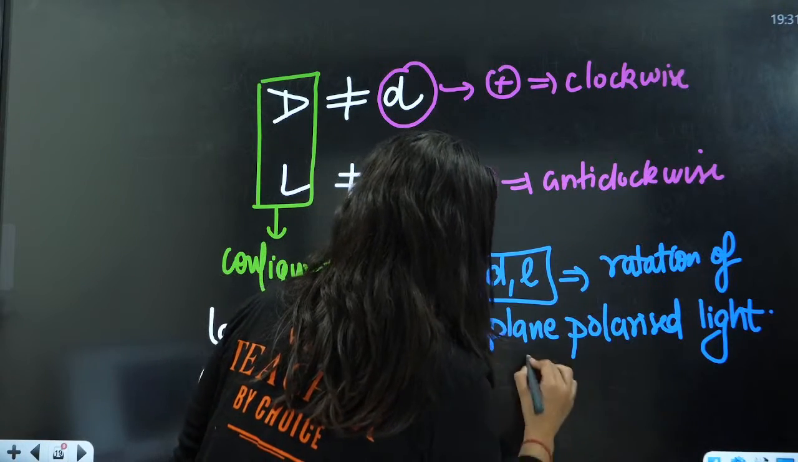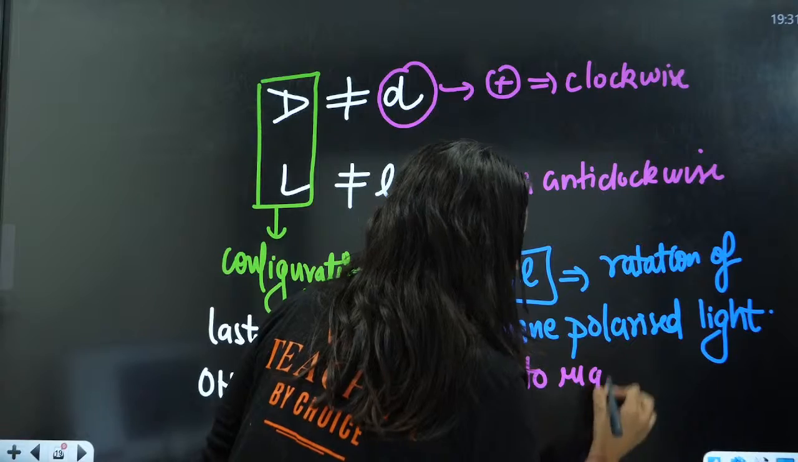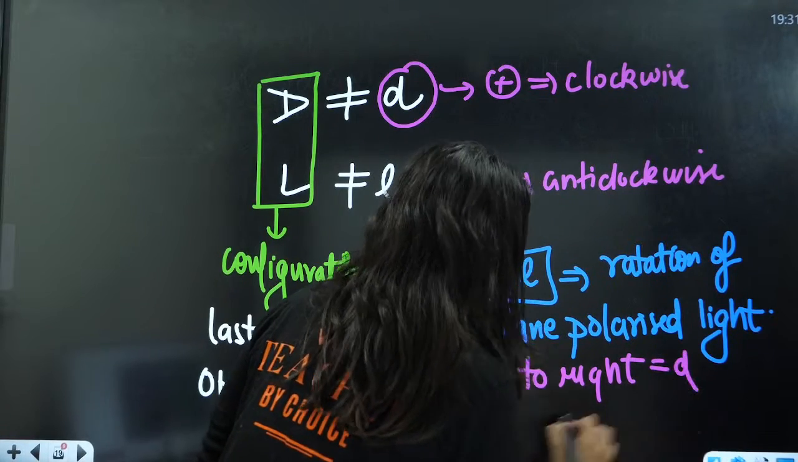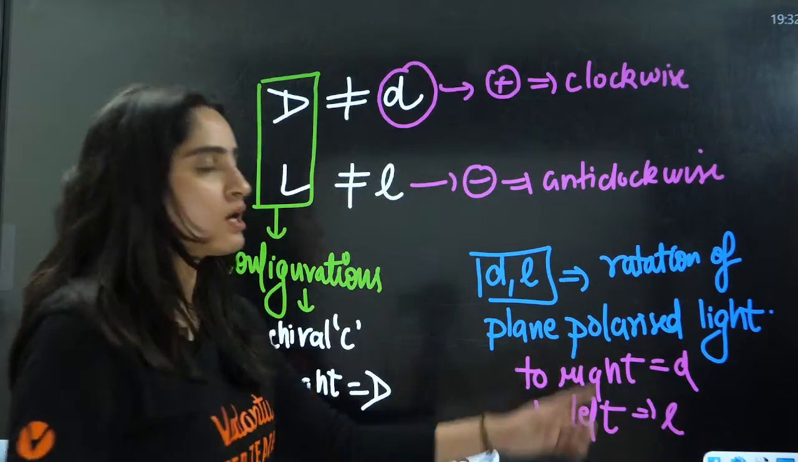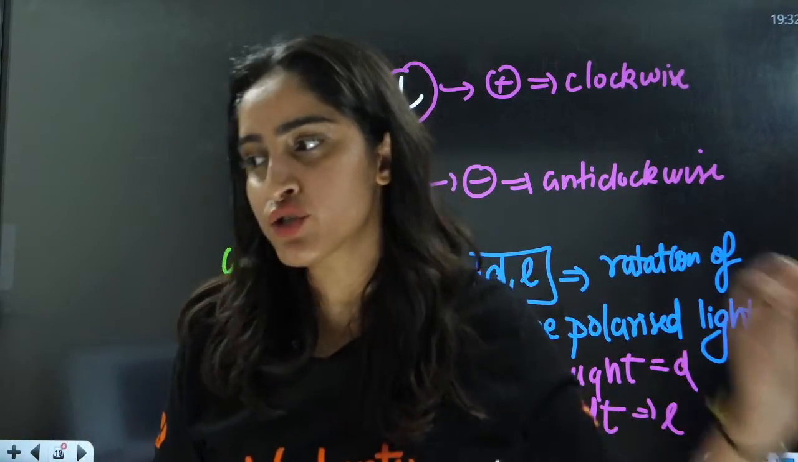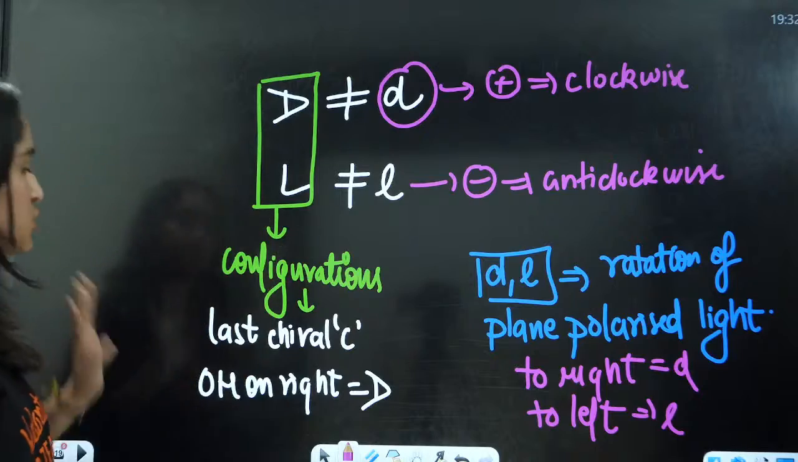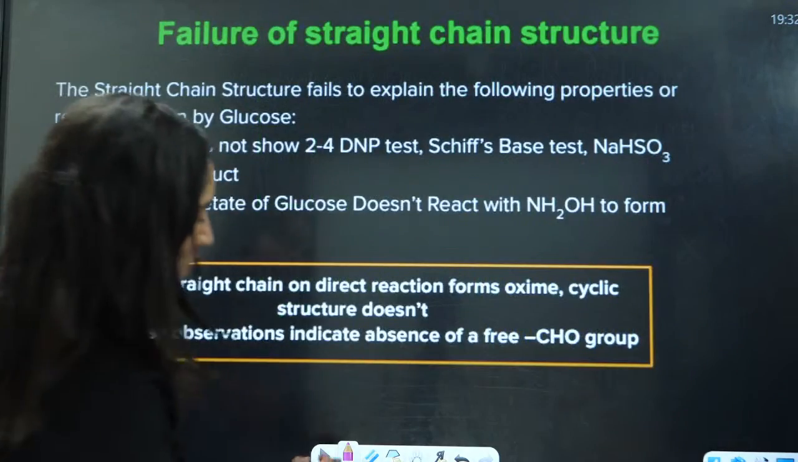Rotation of plane polarized light to the right means small d, to the left means small l. Right means clockwise. Understood this? What is the difference between capital D, small d, capital L, small l?